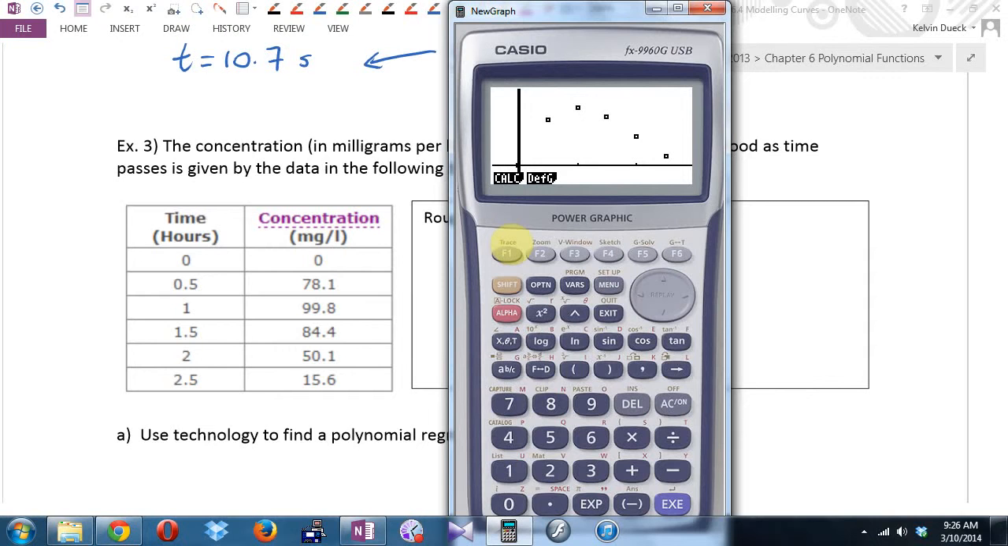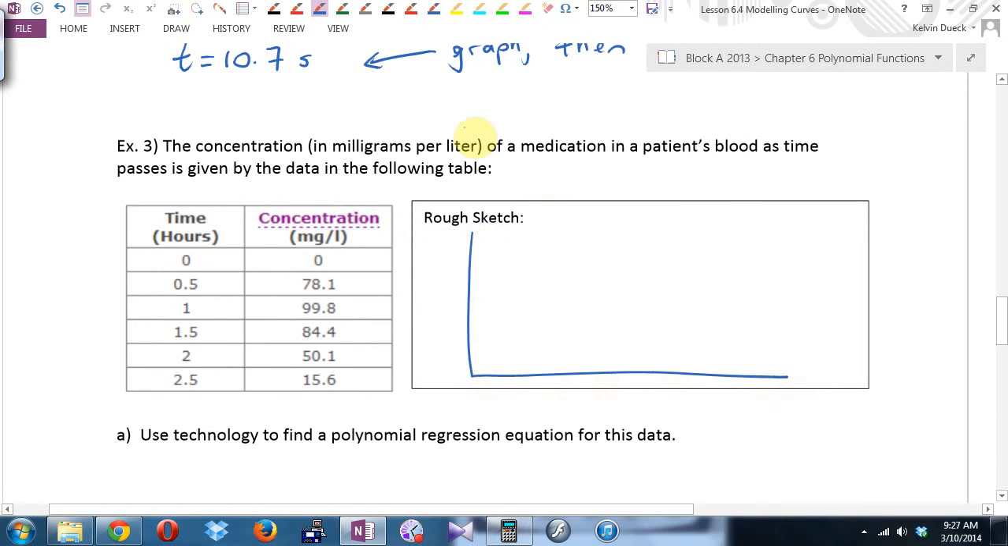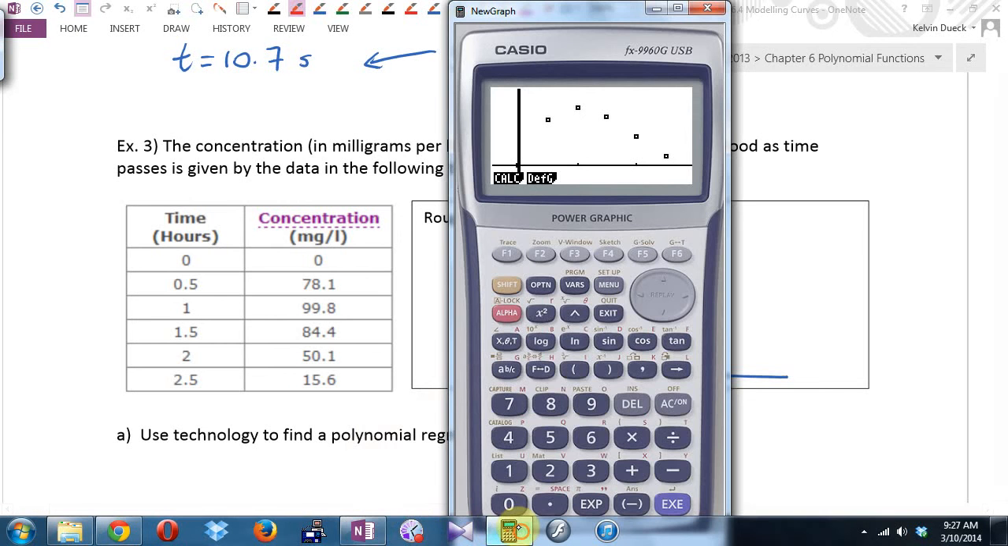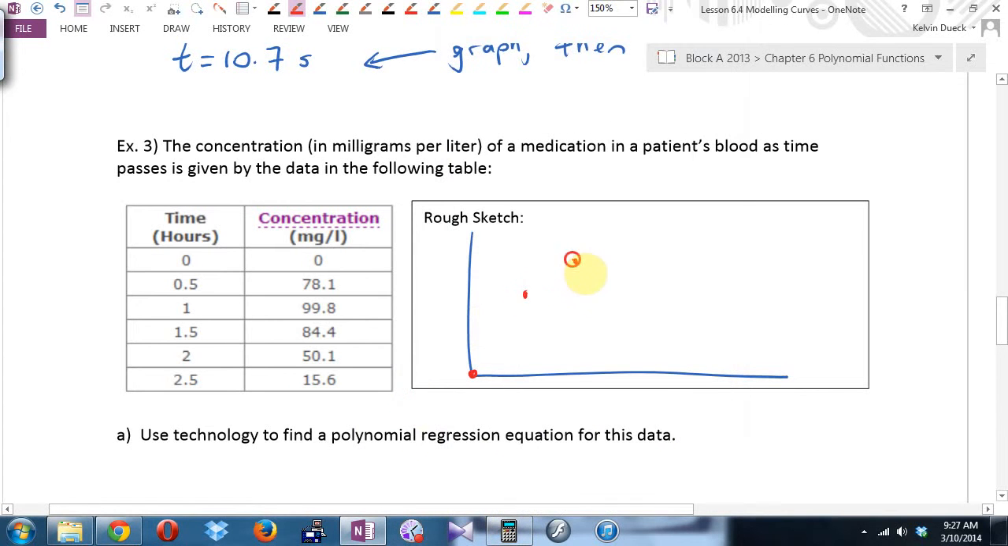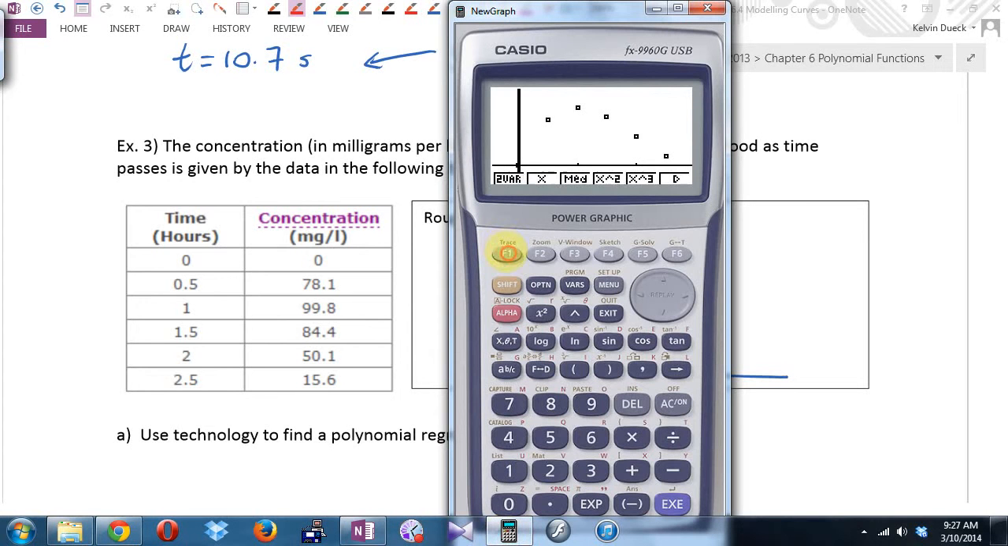And again, in real life, Connor, you'd want to have like 50, 60, 100, 1,000 data points. We don't have time to enter all those, so we're kind of having to fudge our guesses. My rough sketch has a point that goes through 0, 0, and then kind of like that. So let's guess that it is a parabola. So calc, let's assume it's an x squared.